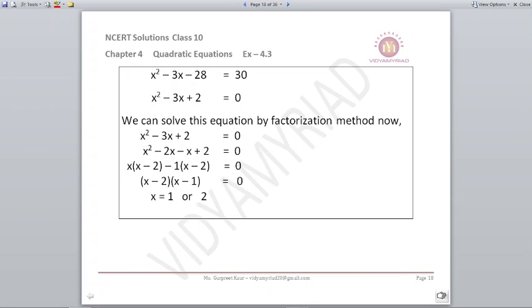We can solve this with the help of middle term splitting. So it becomes x square minus 2x minus x plus 2 equal to 0, and the values of x come as 1 or 2. Now we can easily find out the middle term for this equation, but if we are not able to find out the middle term, then we can apply the quadratic equation formula which we have used earlier.